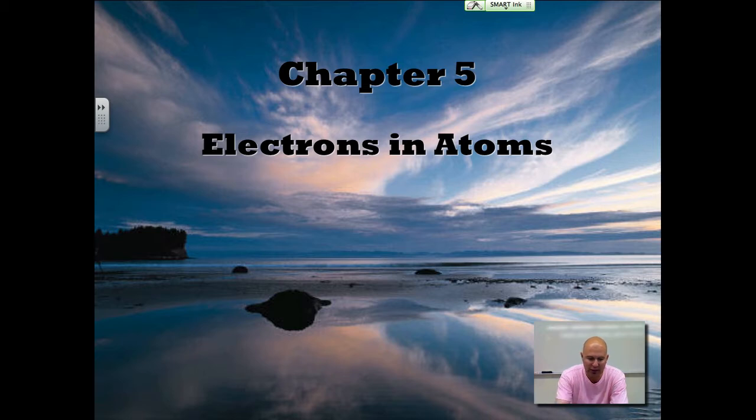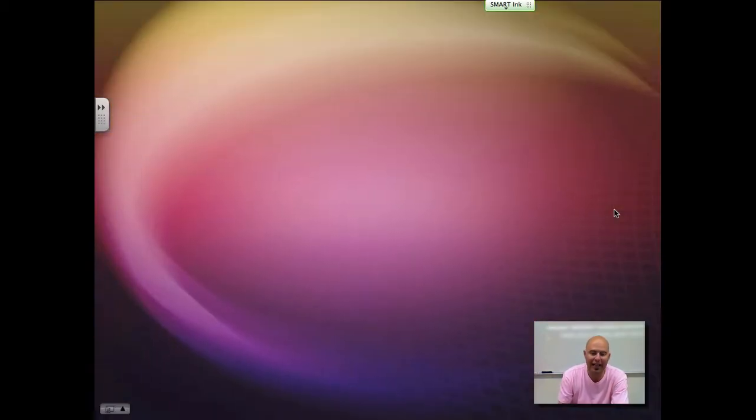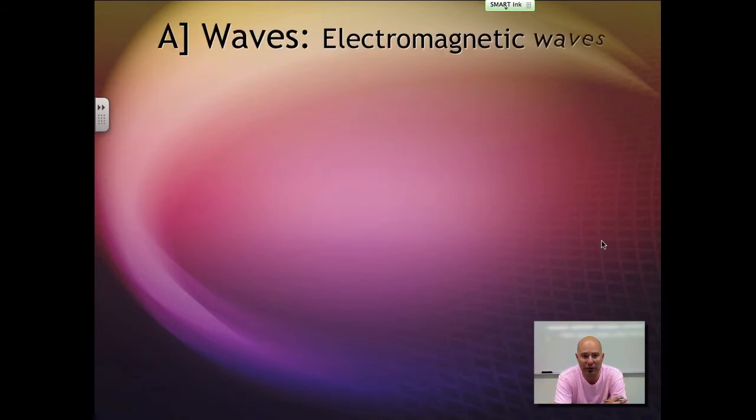Now the first thing that we need to recognize when we look at it is that electrons, although they are particles, can act like waves. So the fact that an electron is not only a particle, but can also act like a wave, like an electromagnetic wave, is pretty important. So let's talk a little bit about electromagnetic waves.